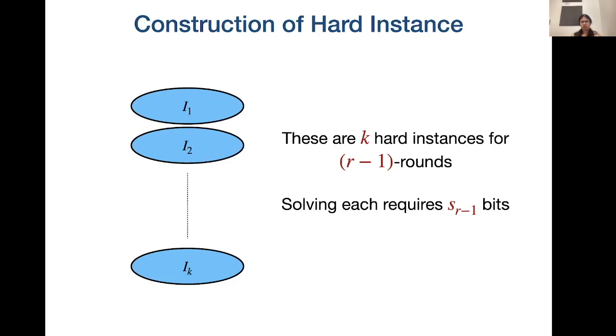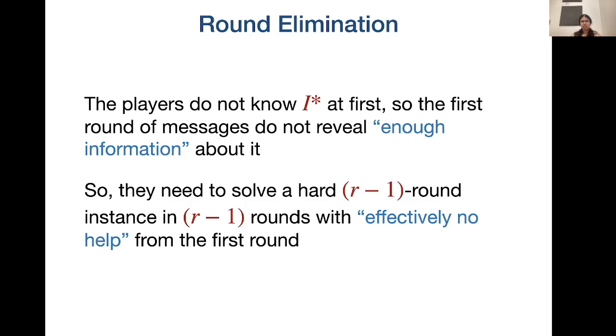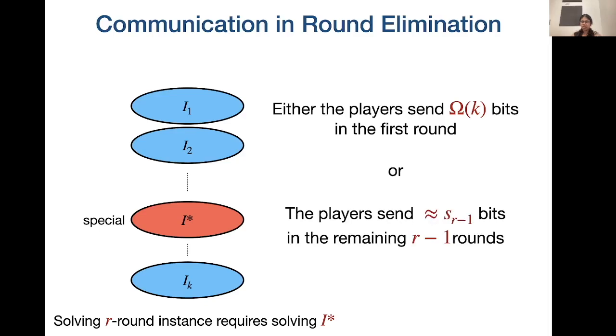How do we construct hard instances for round elimination for R rounds? We're going to start with k hard instances for R-1 rounds, and let's say solving each of these instances requires S_{R-1} bits in R-1 rounds. We're going to make one of these instances special with additional inputs, so that solving the R round instance requires solving I star. The players don't know what I star is at first, so in the first round, they don't reveal enough information about this instance. In the remaining rounds, they're going to have to solve I star without much help from the first round. So here, either the players send omega of k bits in the first round, where k is the number of R-1 round instances, which means this first round is going to help in solving I star, or they're going to send approximately S_{R-1} bits in the remaining R-1 rounds because they don't have any help from the first round.